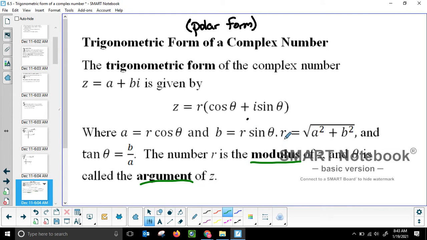All right, so your modulus here is r, and your argument here is theta. So do keep that in mind.